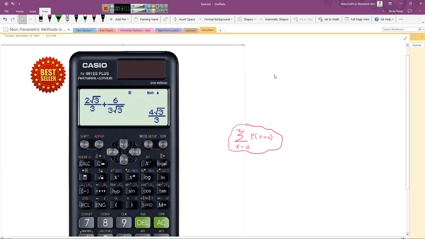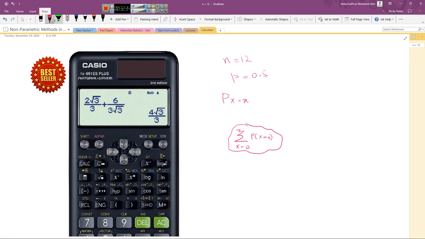So how can we feed the data, or how can we manipulate this calculator to obtain this value when n is equal to 10 and our probability value, typically we take 0.5 if there is no information about our success probability, right? So now you can see probability of x is equal to nCx p^x q^(n minus x), right?